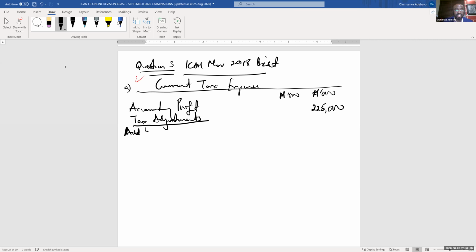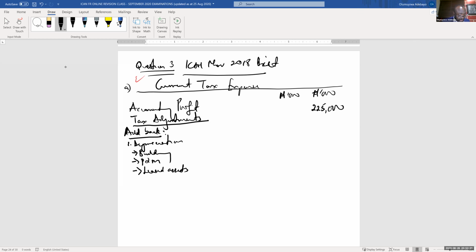Therefore, we add back the following. 1, depreciation. And we have depreciation for the following: 1, building. 2, plant and machinery. And 3, lease assets.